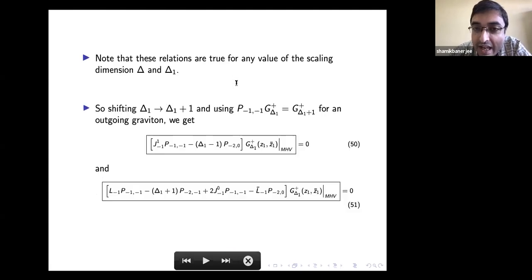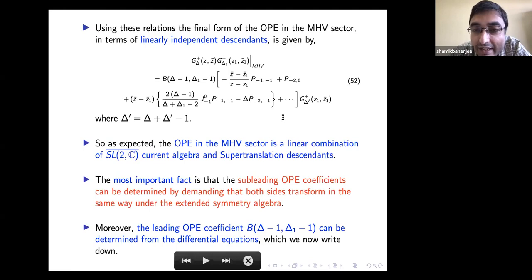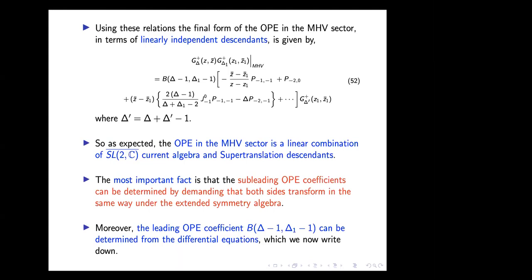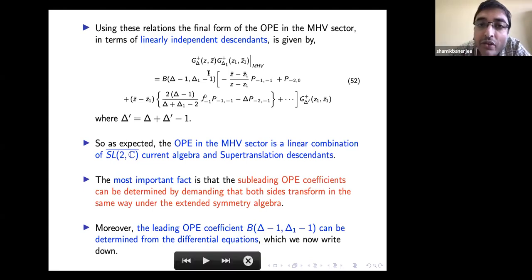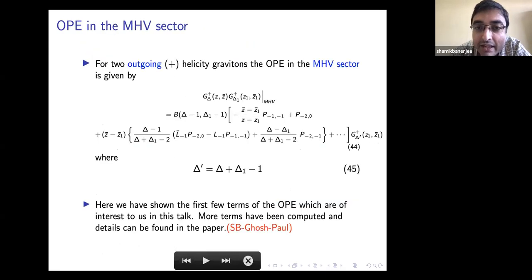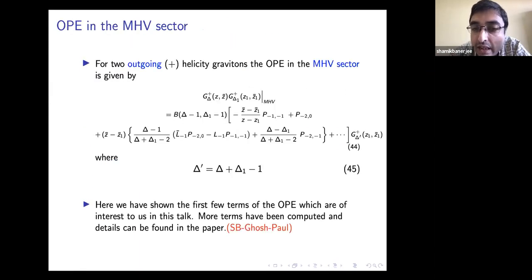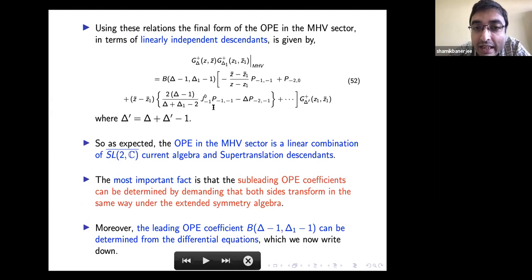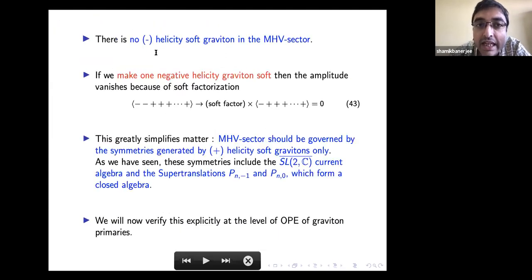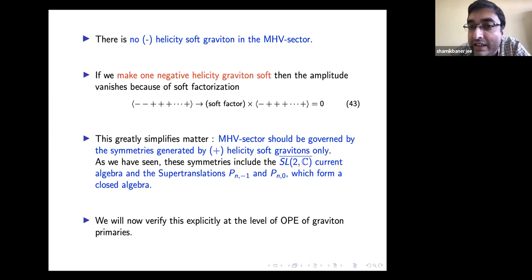No, the point is what is happening is this, right? So you mean the right hand side. I mean the right hand side will change, but it seems that the left hand side will not. Well, this G plus delta ZZ bar, G plus delta 1 Z1 bar, this better change, because this particular thing will break down. The reason we can write the OP in terms of the SL2C bar and the super translation descendants is that we don't have any negative helicity soft graviton in this sector, and that is true only for GR, root GR, in that sense.